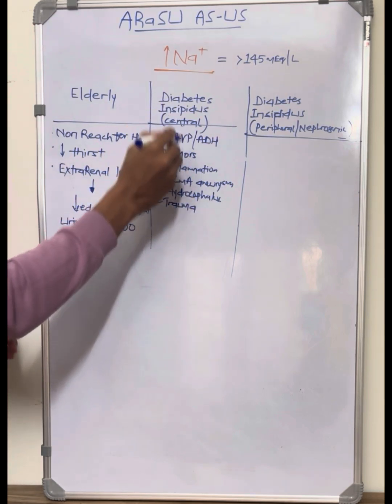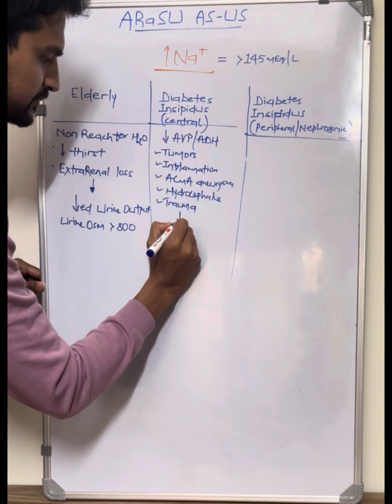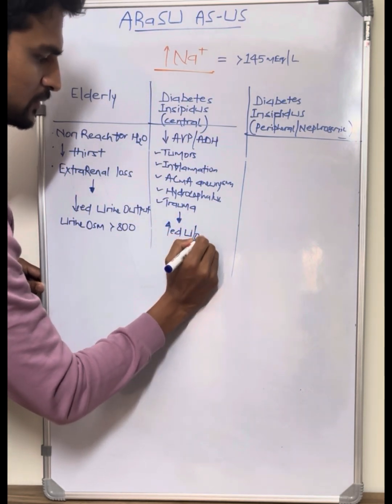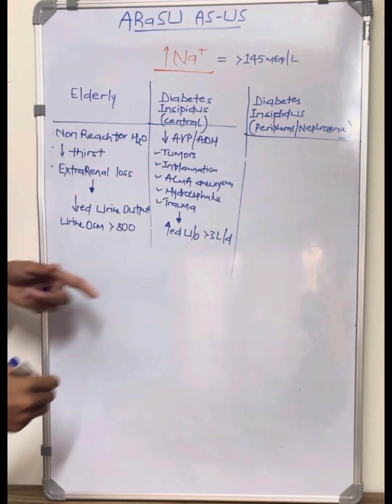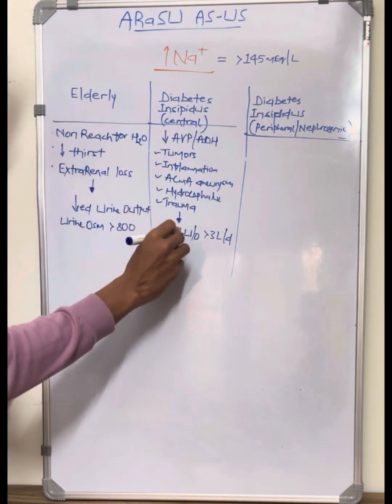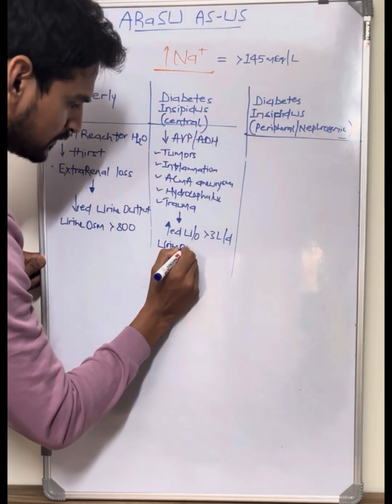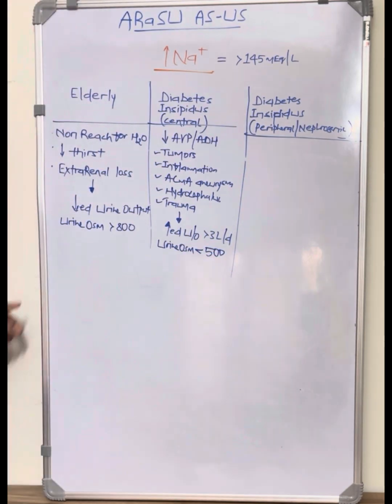That's why the person will be losing more and more urine, that is water. So they will be having increased urine output, commonly more than 3 liters per day. So they will have polyuria, and this urine will be dilute urine. So urine osmolarity, if we get it, will be lower, that is less than 500 in this case.